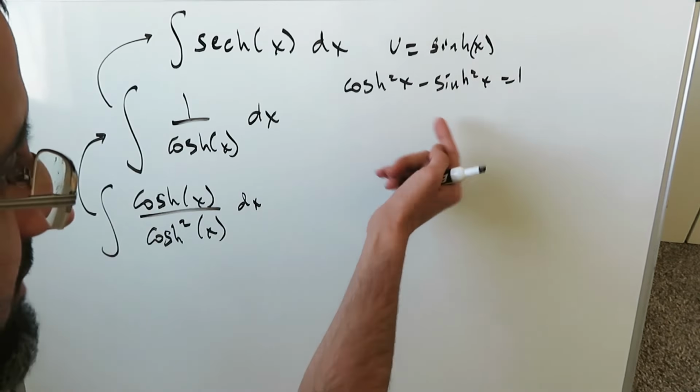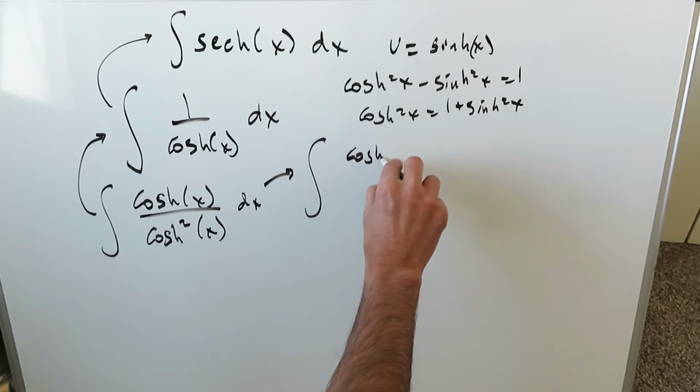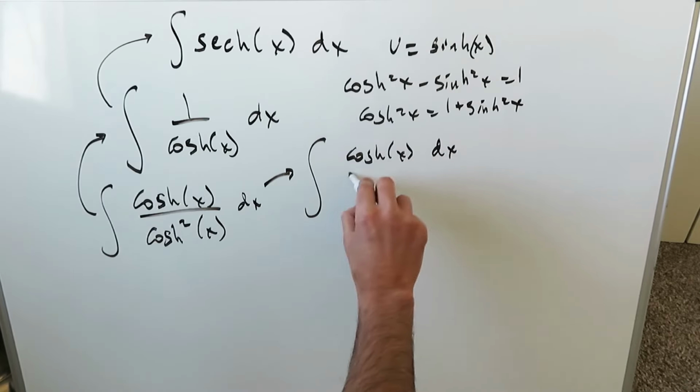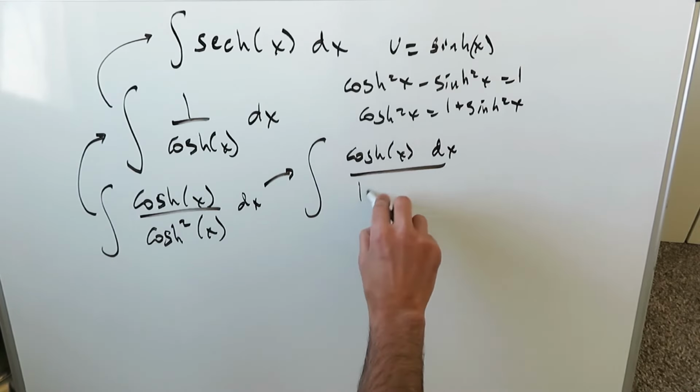When I'm looking at this, I'm looking right here in the denominator. I can do a substitution. Hyperbolic cosine squared x is equal to 1 plus hyperbolic sine squared x. I'll substitute that right here, and then this will come into play. Look how everything plays out. I have hyperbolic cosine x dx divided by this 1 plus sinh squared x.